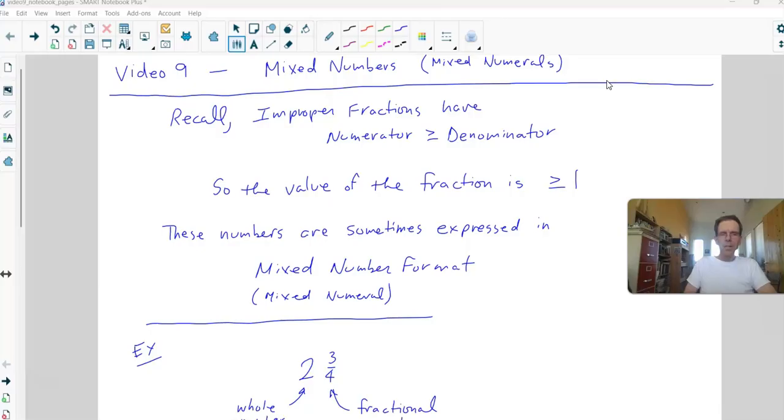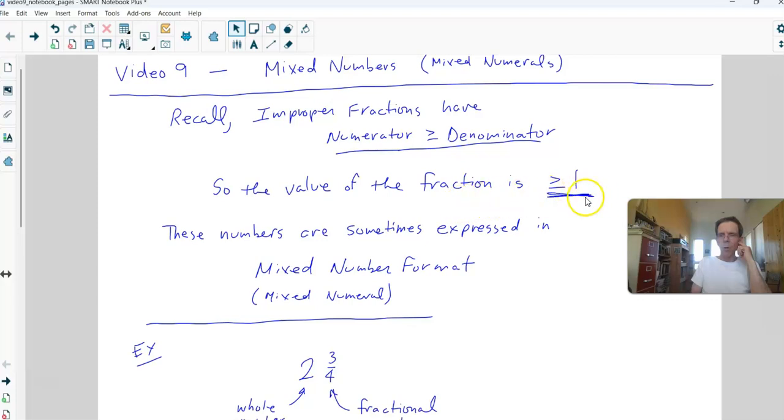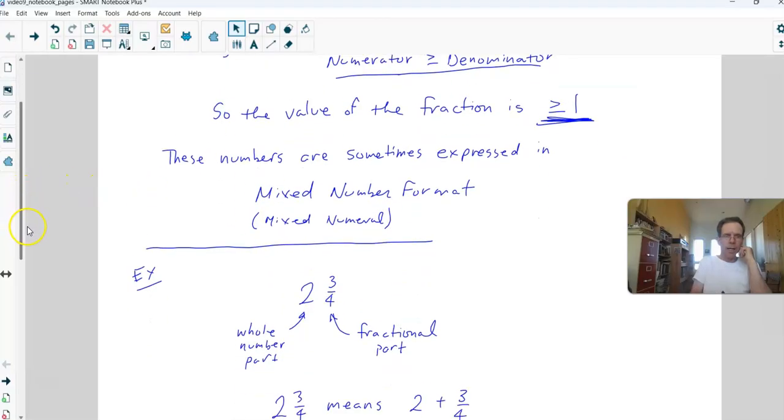This is video 9 about mixed numbers, more properly called mixed numerals, but I like to call them mixed numbers. Anyway, let's start with the idea of improper fractions. Remember that those have a numerator that's greater than or equal to the denominator. And because of that, the value of the fraction is going to be bigger than or equal to 1. So when that happens, we often express the number in mixed number format, mixed numeral format. What does that look like?